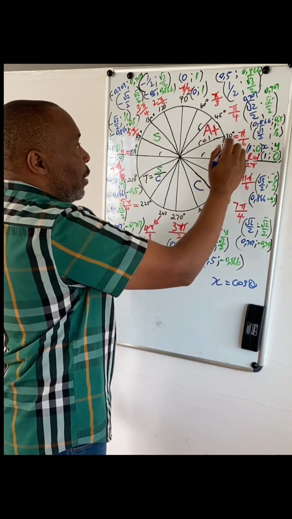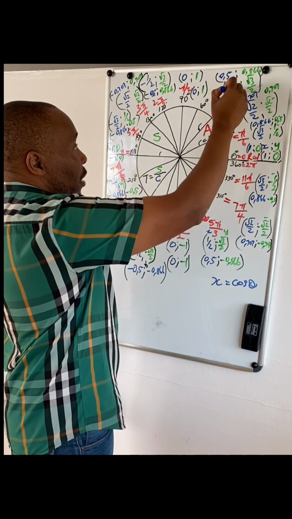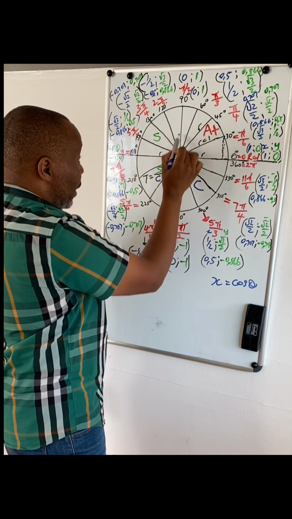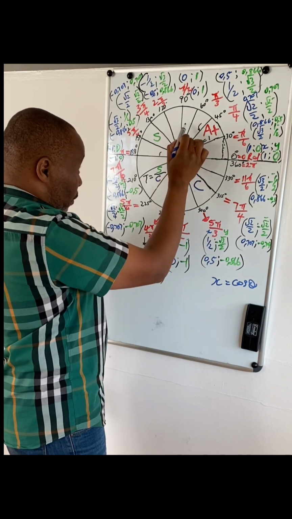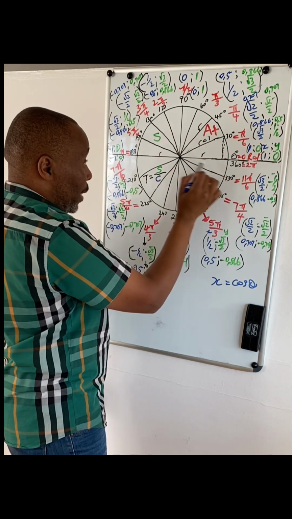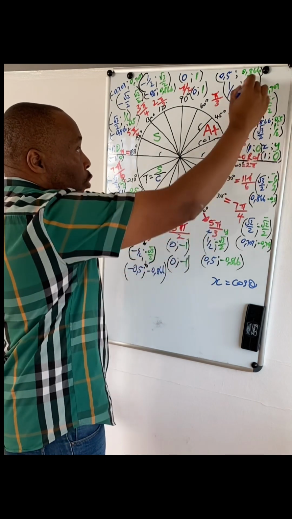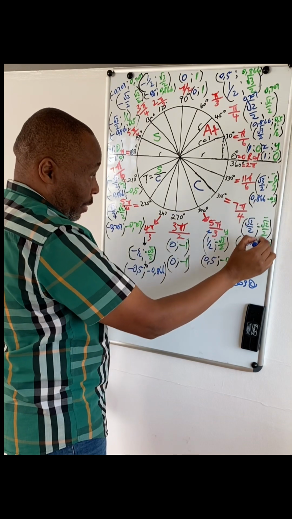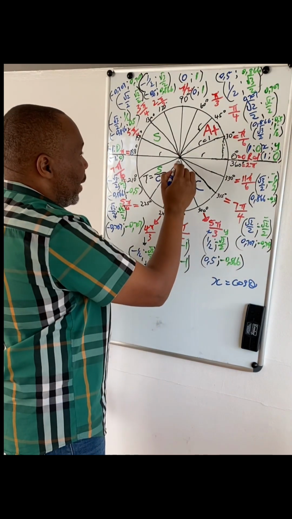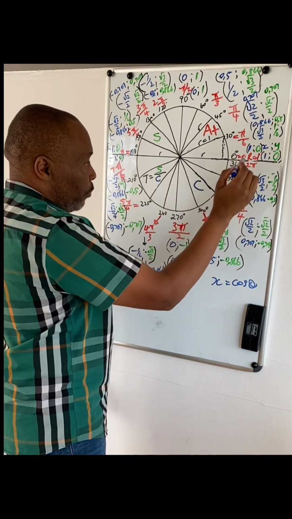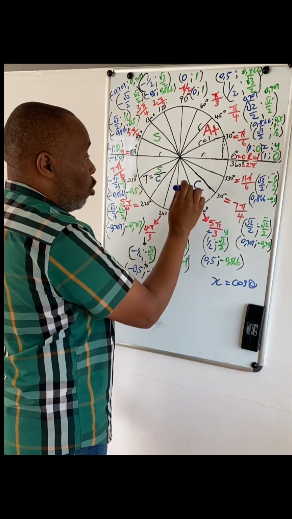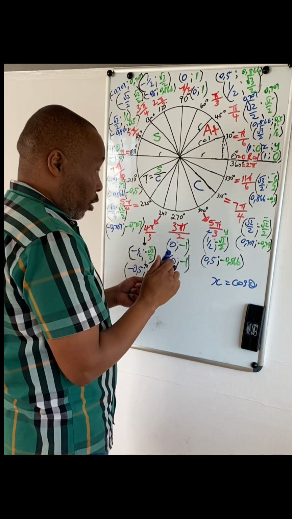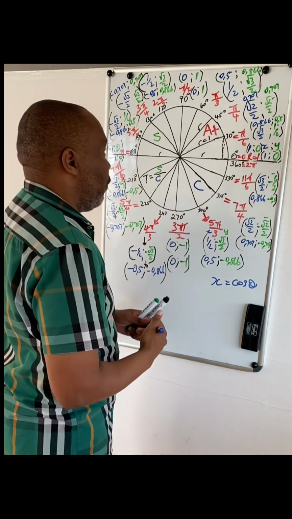In the first quadrant, all of them are positive. The x value and the y value are both positive. Why? Because the y value is this line here, and it is positive, and the x value here is positive. So they are both positive. Here, the y value is negative, as you can see, but the x value, this side, is positive, making cos positive in the fourth quadrant and positive in the first quadrant, because they are all positive in the first quadrant.